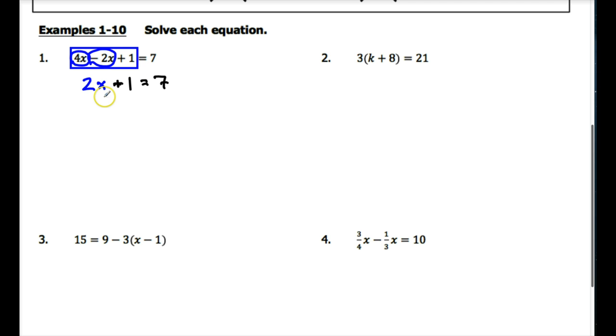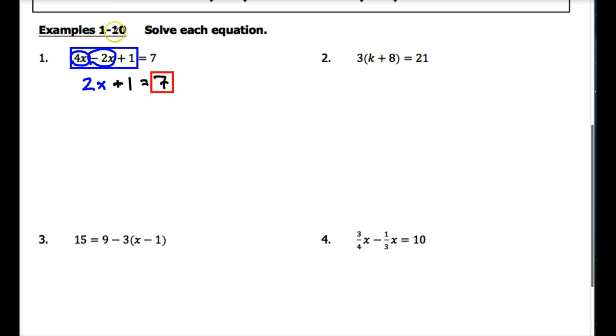Now if I look at the left side again, 2x plus 1, those are not like terms, so I can't do anything else to that side. Now I'll look at the right side. On the right side, all you have is just a plain old 7. You can't simplify 7 any more than it already is. So now we have an equation where we can start moving things over the equal sign. This looks just like the two-step equations you saw in the last video.